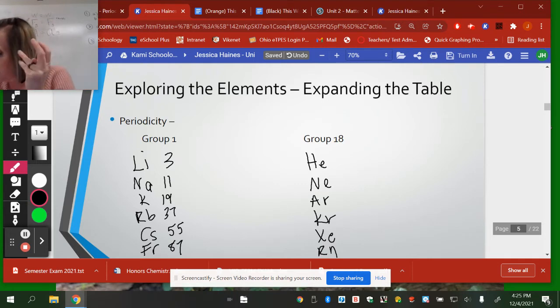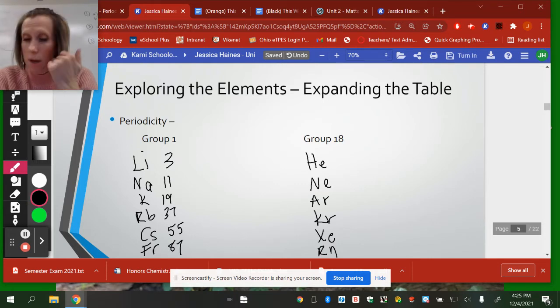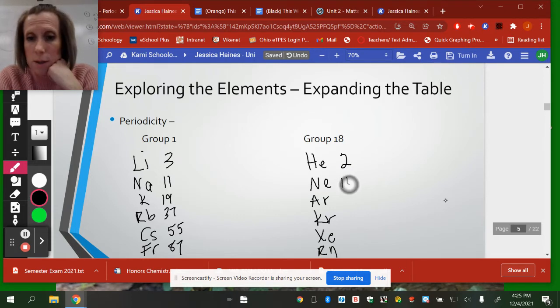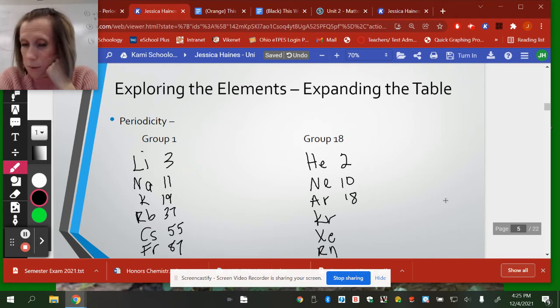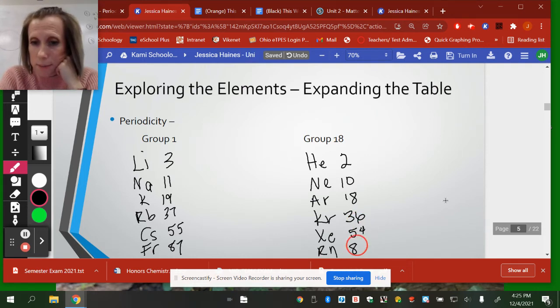And then same with group 18. We have helium is 2, neon is 10, argon 18, and we're just listing how many protons these elements have. Krypton is 36, xenon is 54, and radon is 86.